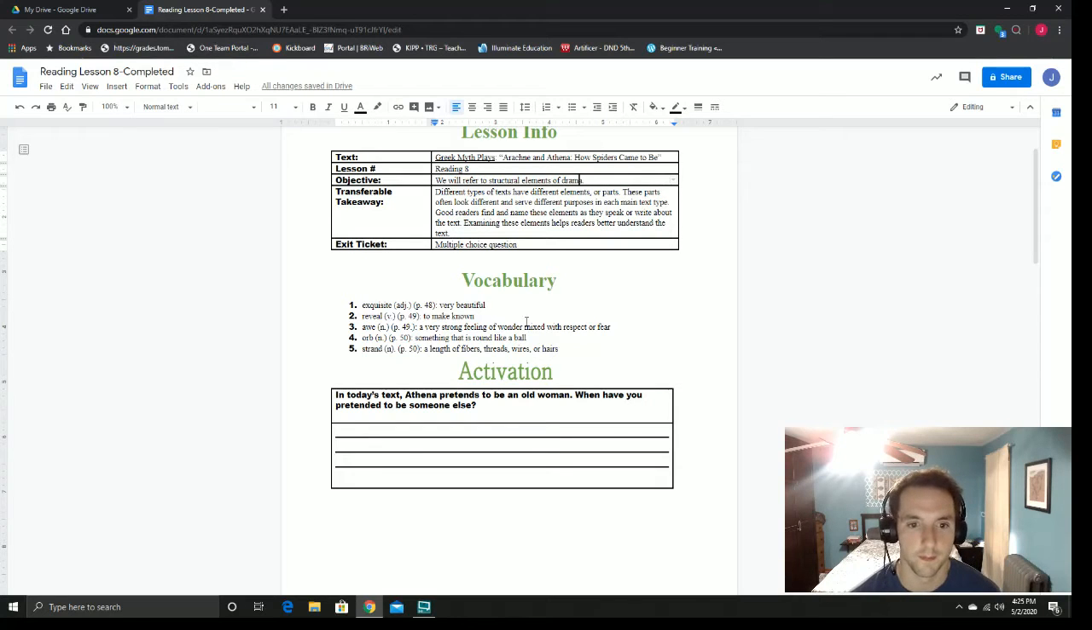You respect them and you're just amazed by how incredible they are. That's what awe is. Number 4, the word is orb, something that is round like a ball. Think of a crystal ball, just an orb. And number 5 is strand, a length of fibers, thread, wires, or hairs. In this particular text, it refers to the strand of a spider web, so anything that's long and stringy, you can consider a strand.